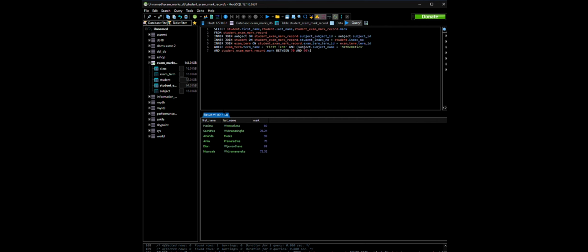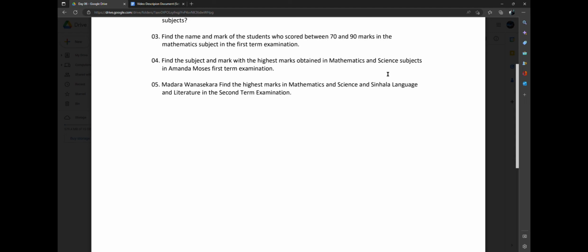So the first name, last name, and the mark. So basically this is the answer for our third question. Let's move on to our fourth question. Fourth question: find the subject and mark with the highest marks obtained in mathematics and science subjects in Amanda Moses' first term examination. Alright, so let's answer this question.